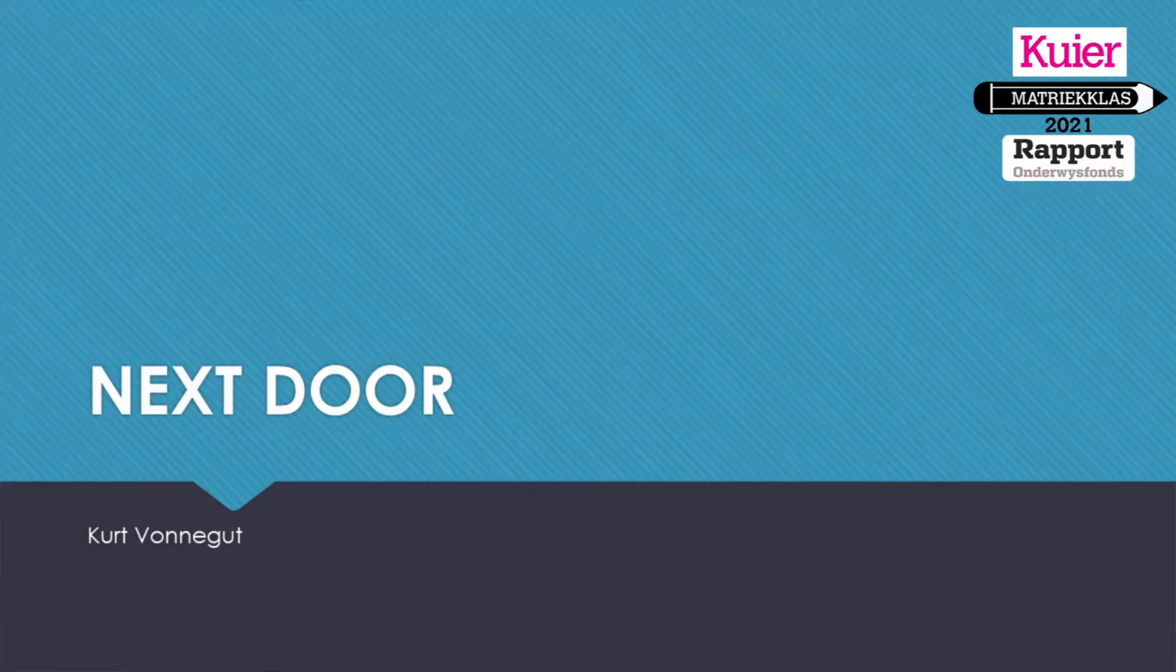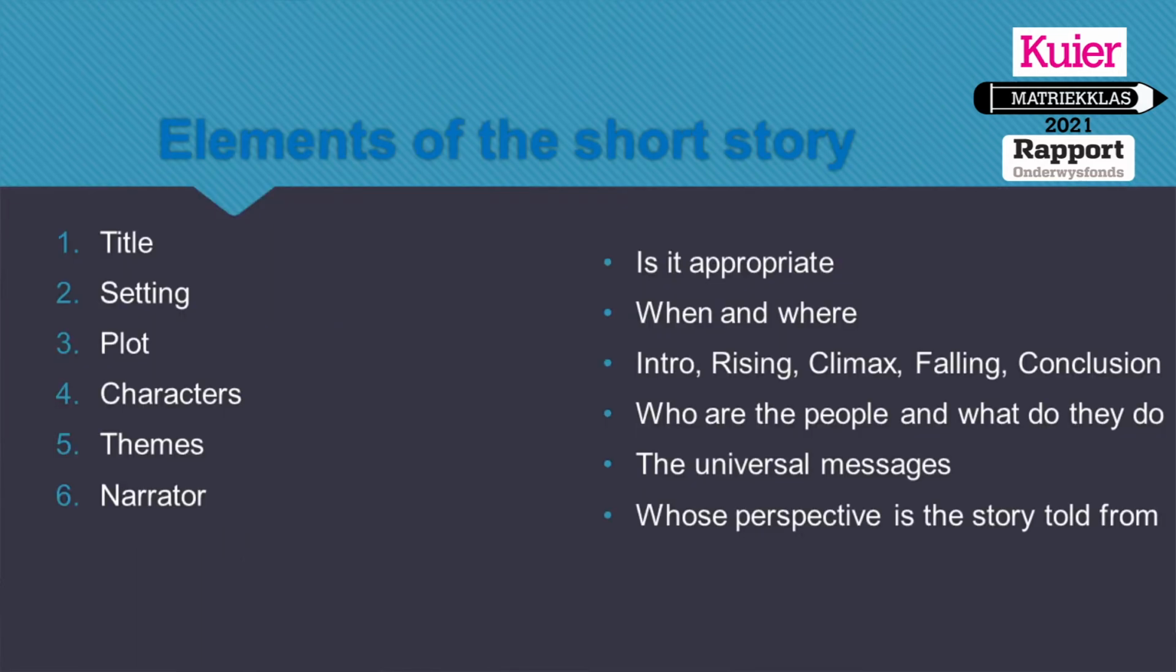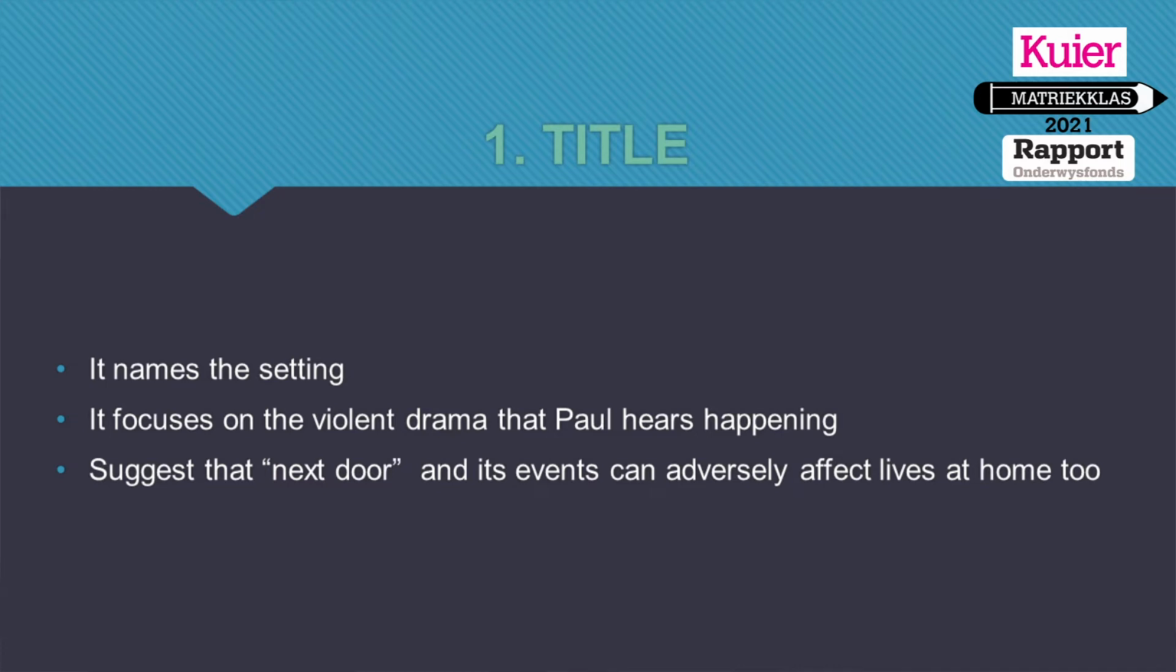Okay? Right, so let's now look at the actual story and then take those elements and work them together to understand how you are supposed to answer these questions and what they're going to ask you. So the elements of the short story we've already done. So this one is for Next Door, okay? So the title, Next Door, names the setting. So what does that mean? The title tells us where it happens. It happens next door. Then it focuses on the violent drama that Paul hears happening next door with the neighbors.